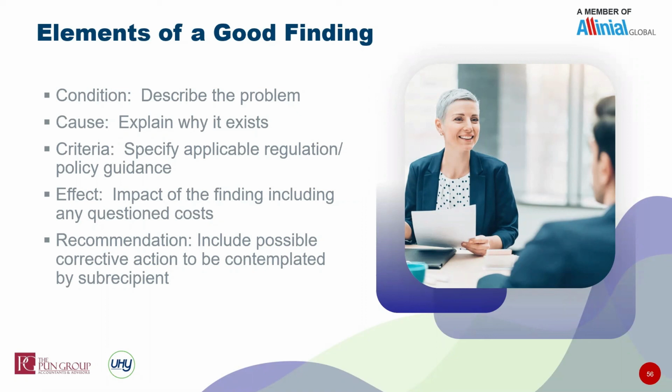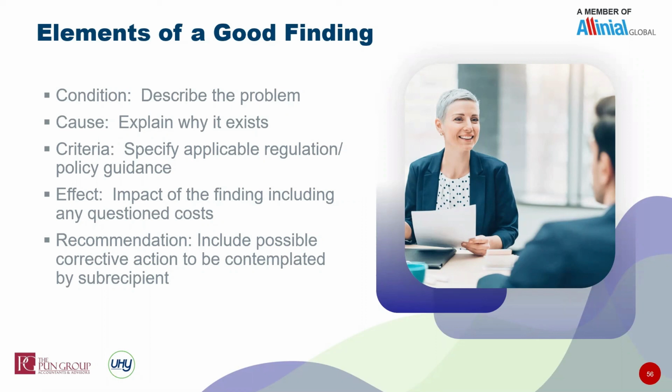We don't necessarily present them in this way to the pass-through agency or the subrecipient. We do a more shortened version, but we do anticipate that we have these kinds of criteria included in the finding before we get to that exit conference. So essentially we define the condition, which is describing the problem that existed; the cause, which is explaining why it exists; and the criteria that applies, meaning specify the applicable regulation, policy, or the terms and conditions of the grant award that may have been either violated or not complied with.